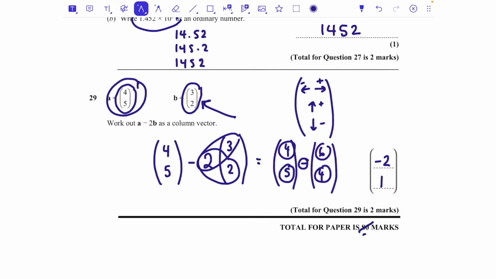There we go. It wasn't out of 80. It was 39, I think, if I look back at the beginning.